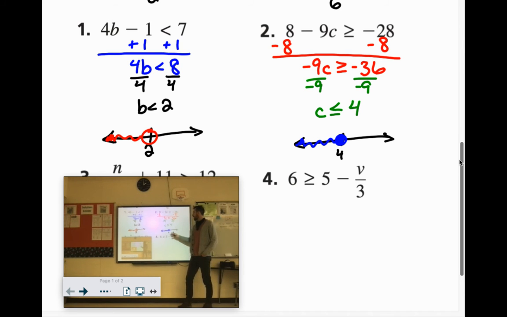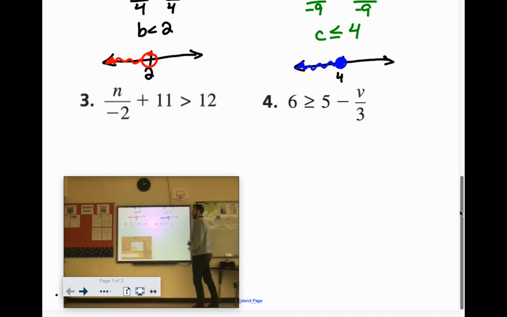Now, you can choose anything that's shaded here, plug it into the original formula for c, and it'll work out. Like something less than 4 would be 0. 9 times 0 is 0. 8 minus 0 is 0. Oh, sorry, it's 8. Ugh. And 8 is greater than or equal to negative 28. Anything shaded works in the original equation when you substitute it back in.